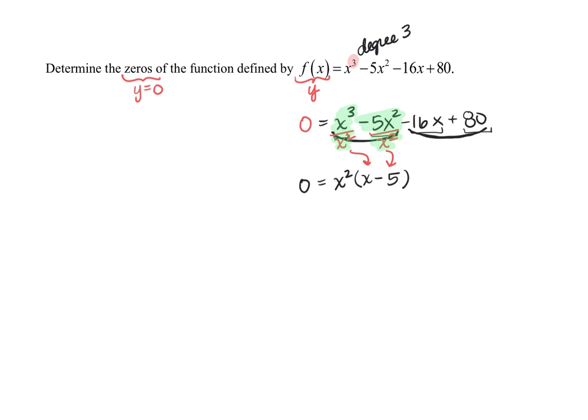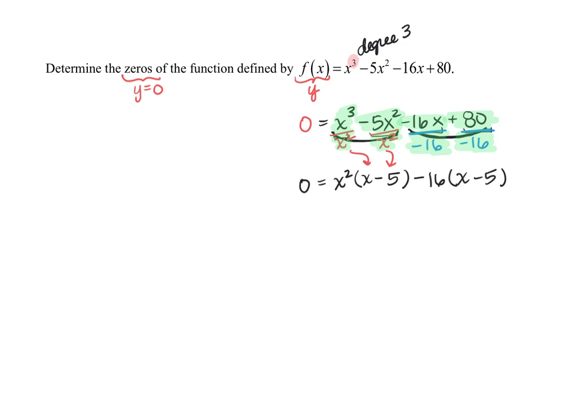Now looking at the back 2, or the last 2 terms, we're looking for a greatest common factor between negative 16x and positive 80. And that would be negative 16. So we'll factor out a negative 16. Once again, I'll show the division. We're dividing each of these terms by a negative 16, the greatest common factor. And then we'll go ahead and do that division. So a negative 16x divided by a negative 16 will leave us with a positive x. And then a positive 80 divided by a negative 16 will leave us with a minus 5.